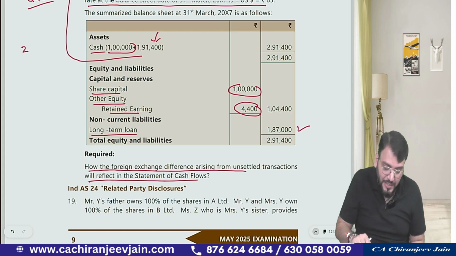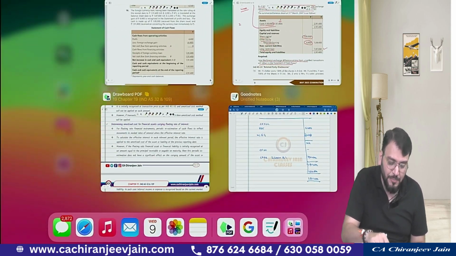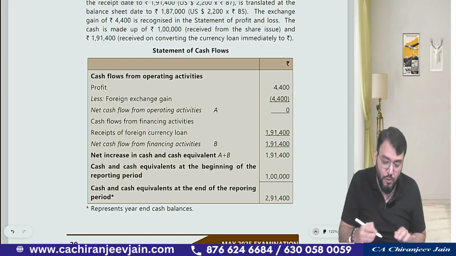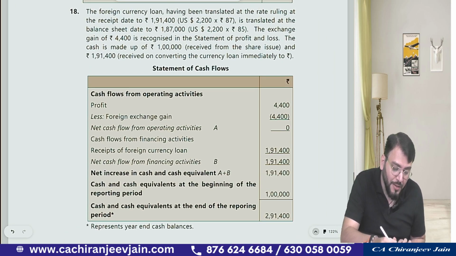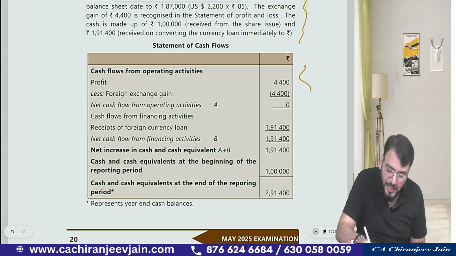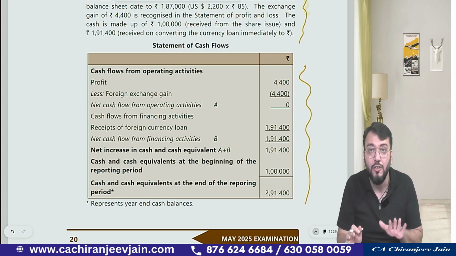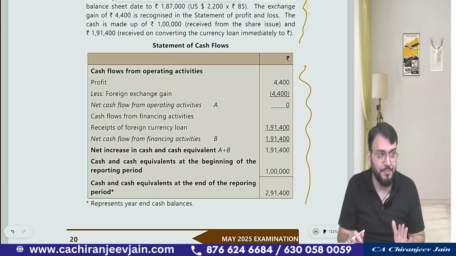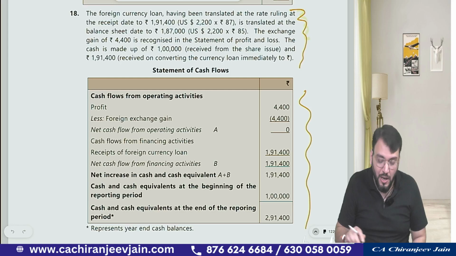Very easy. Let's see what solution has been given. The same solution has been given. You can just see 4,400. First, they have given an explanation about that exchange gain that you can read on your own, and you can see the similar type of cash flow statement they have drawn. Okay, sir. Very easy. Similar type of question we have done in the class. Okay, sir. Now come to the next question.